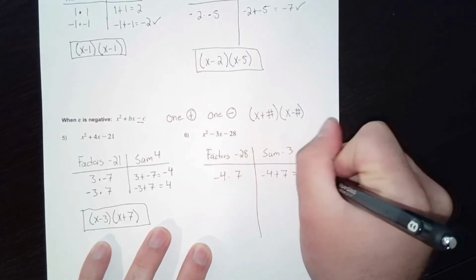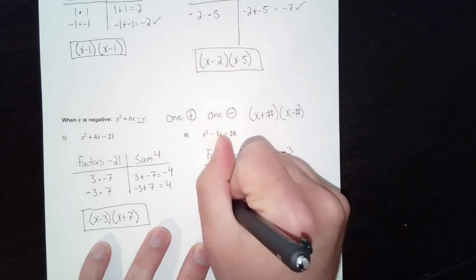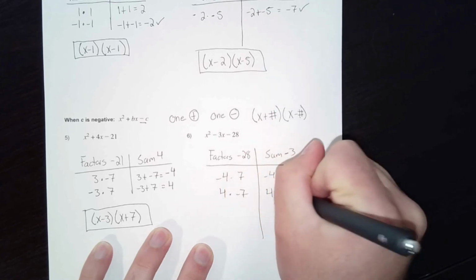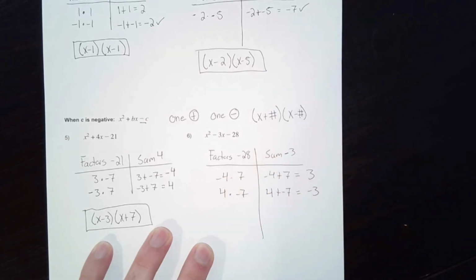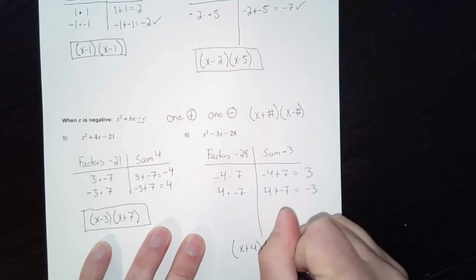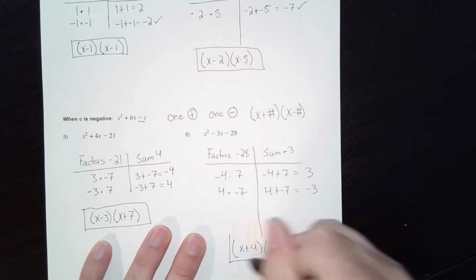Negative 4 plus 7 gives me 3, which again is the right number, but the sign is off, so I just need to switch my negative to the 7. Which is going to give me 4 plus a negative 7, which is the negative 3 that I need. So my answer here is going to be an x plus 4 and an x minus 7. Okay, and there's my answer.